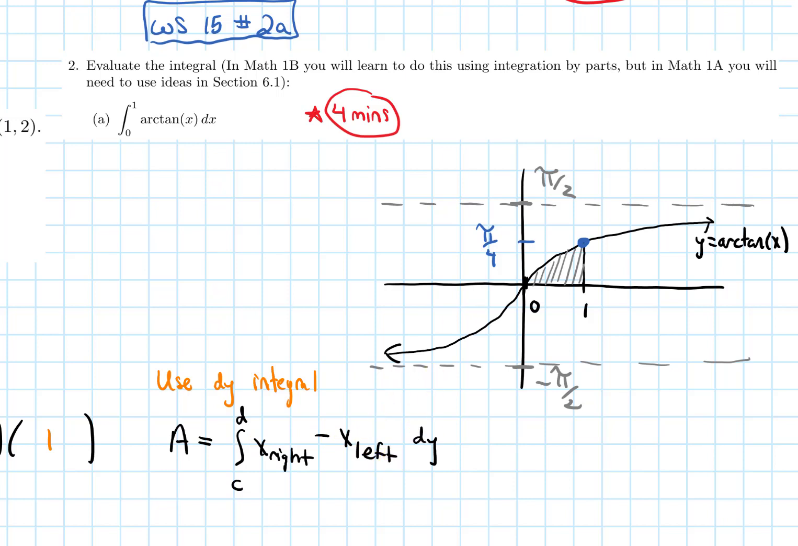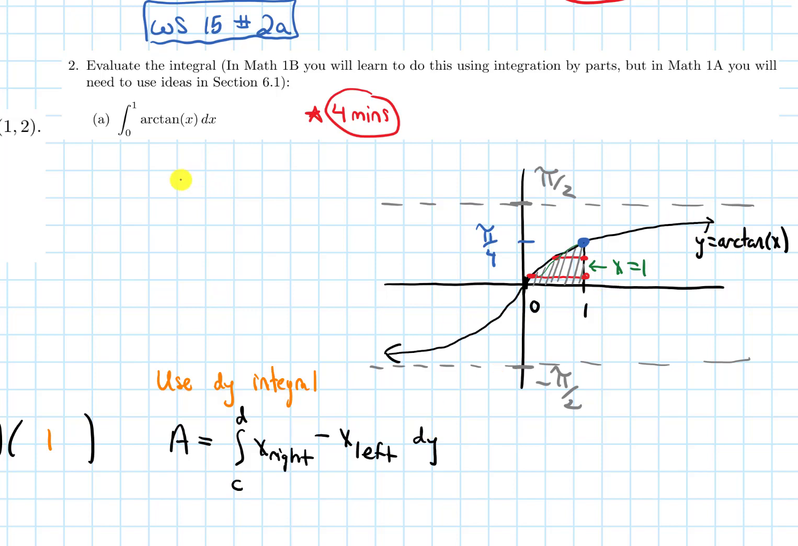Looking at my region, the way I figure out my right function and my left function, if I'm not sure, is I can draw some horizontal lines. If I draw any horizontal line in this region, maybe one down here, maybe one up here, the right function is always along this vertical line where x equals 1, and the left function is on the graph of arctan. The issue is, on the graph of arctan, I need to know what x equals so I can plug in for x left. Right now I know what y equals.